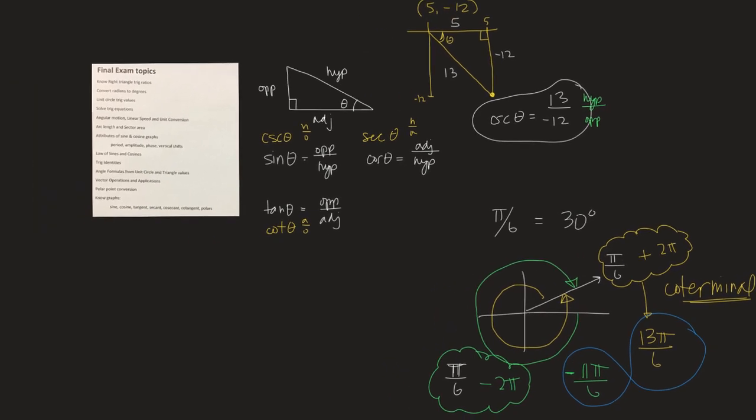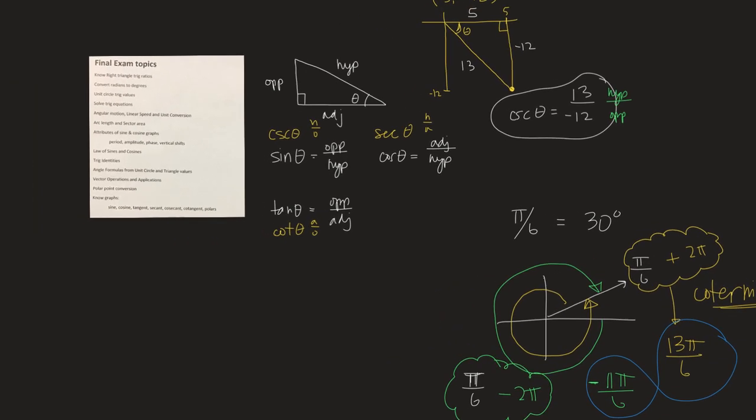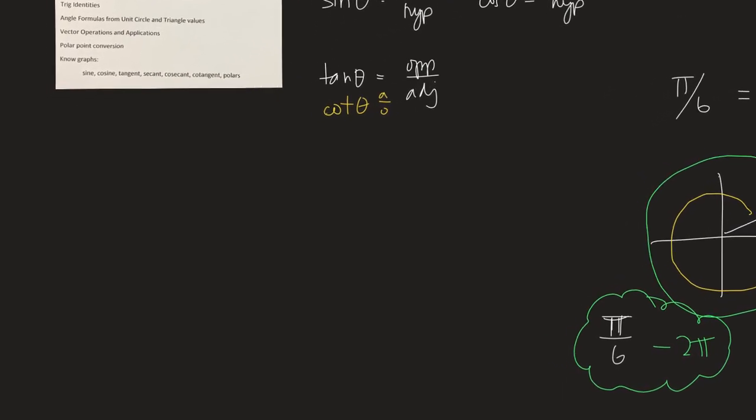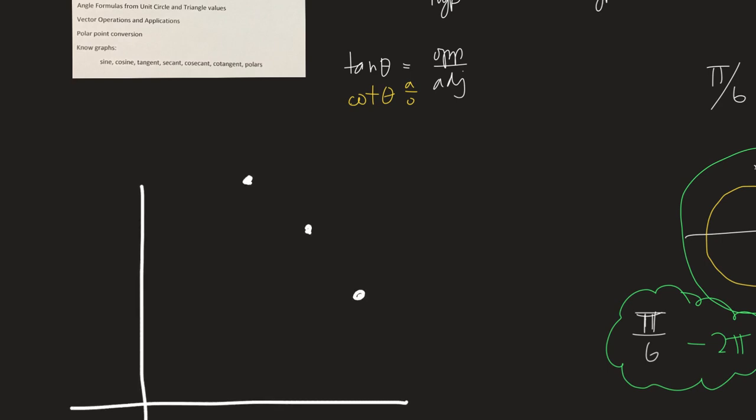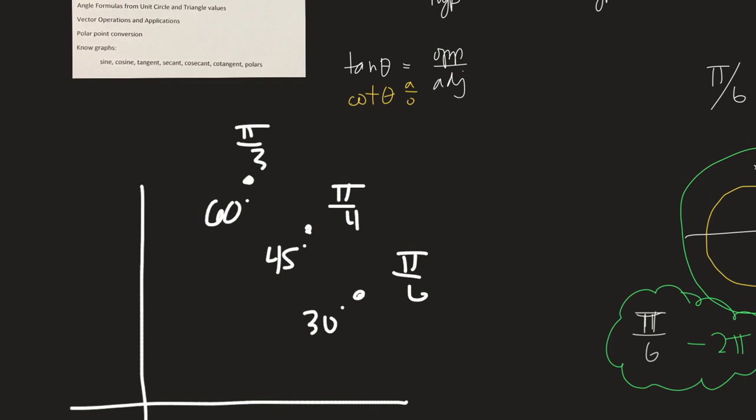Okay, so there's some radians to degrees. Now, unit circle. Hopefully you know how to make the first quadrant of your unit circle. If not, this is how you make your first quadrant of your unit circle. Remember, we have 3 points. We have the pi over 6, we have the pi over 4, and we have the pi over 3. Okay, this is 30 degrees, and this is 45 degrees, and this is 60 degrees.